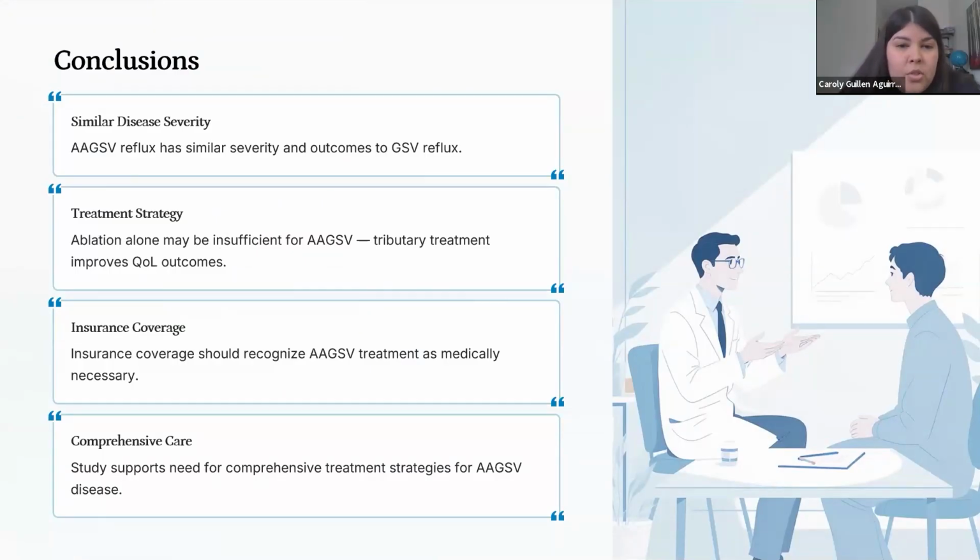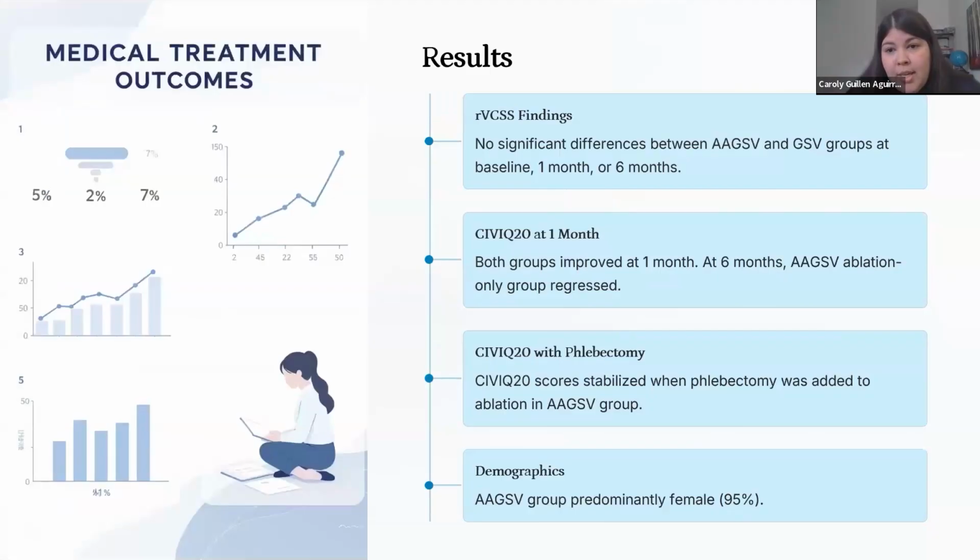And the reason why I added this study was to highlight how we need both physician-reported outcomes and patient-reported outcomes, because as I mentioned here, for the RVCSS there was no significant difference between the groups. The quality of life actually worsened in the AAGSV ablation alone, but then was comparable when phlebectomy was added to ablation in this group. So this highlights the importance of using both tools for studies.